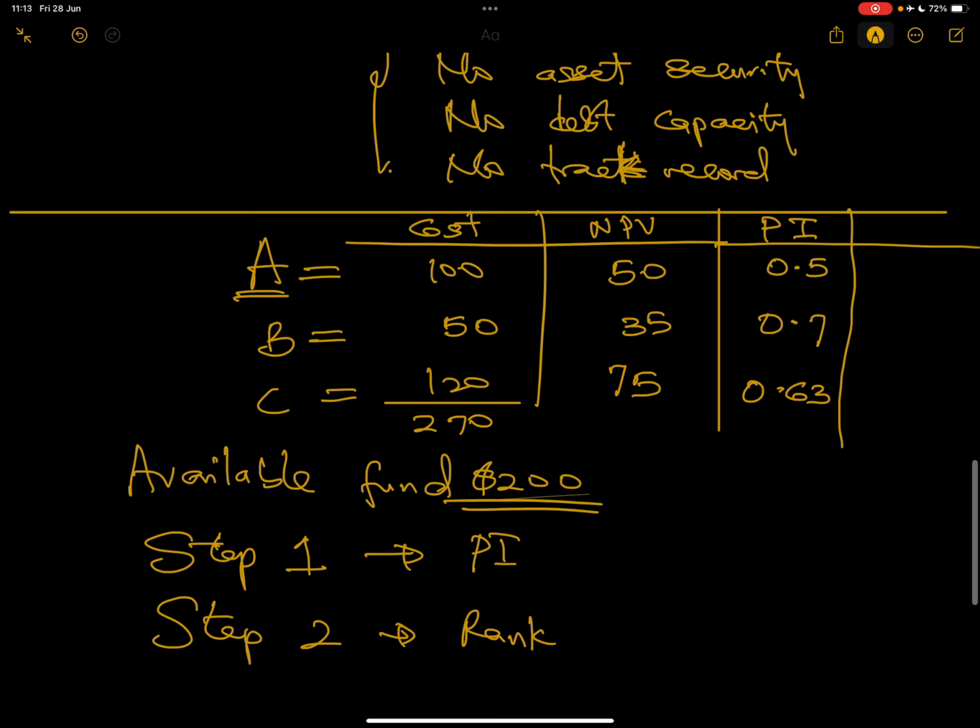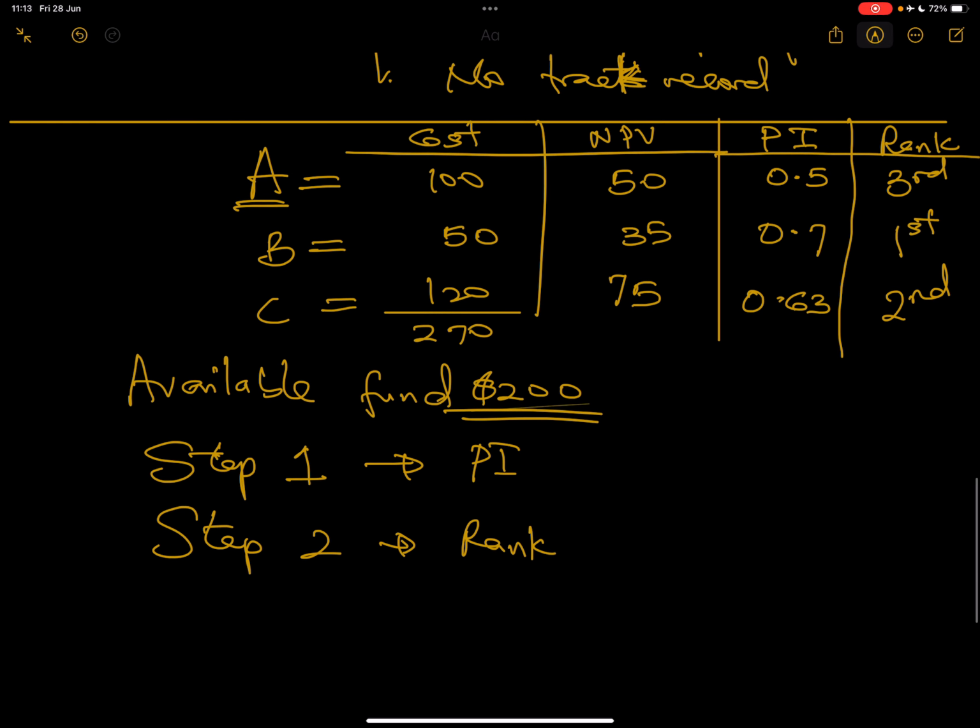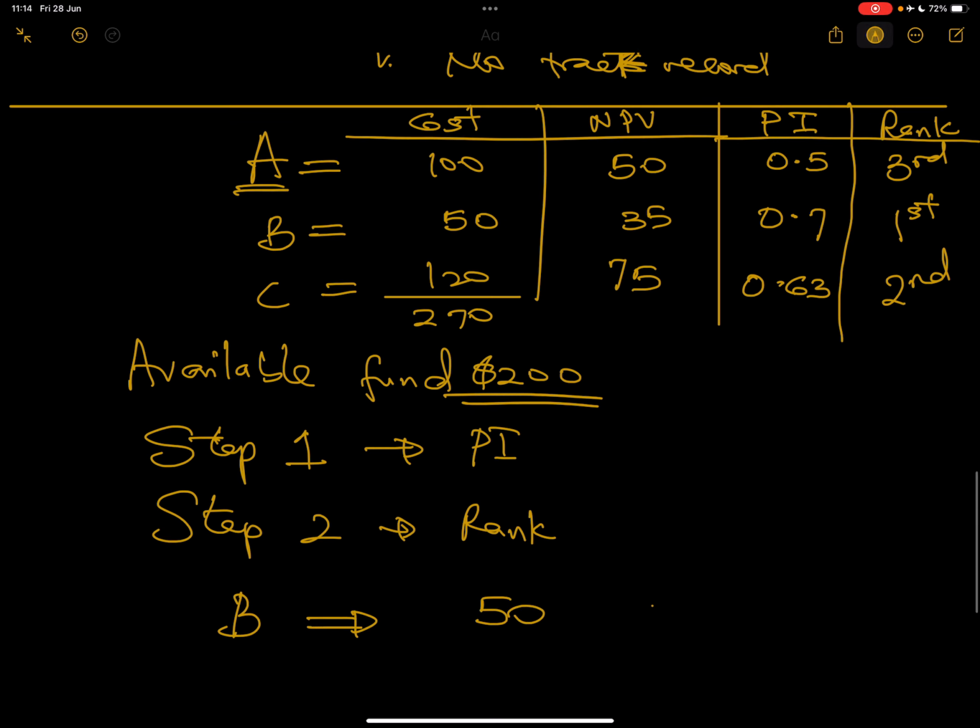So now let's rank from best to the worst. So the best is the highest PI, which is B. So B is our first choice. C is our second choice of investment. And A is the third choice of investment. So which means we will do investment B. When we do investment B, the cost is 50 and NPV is 35.